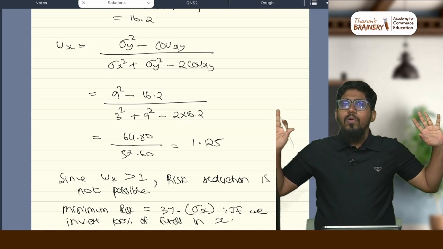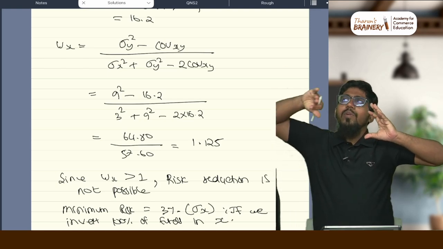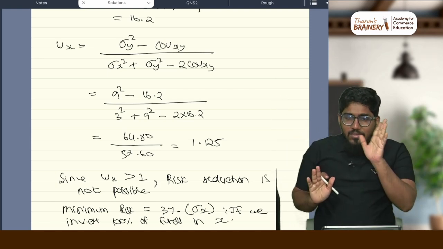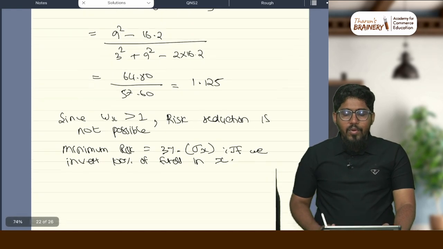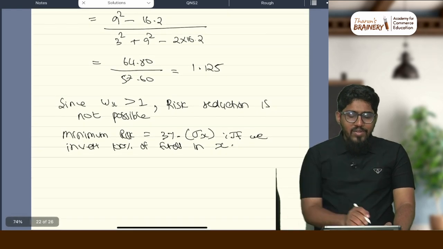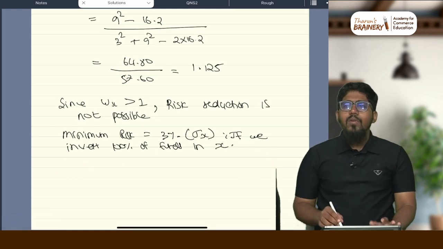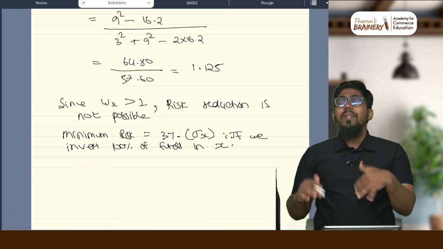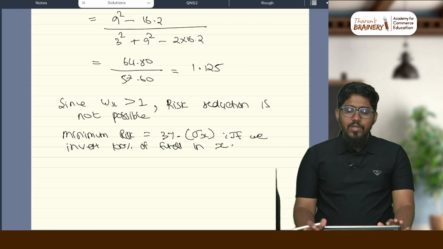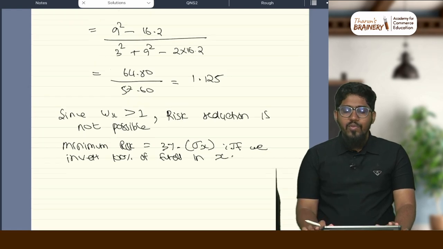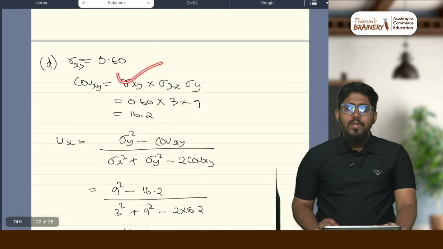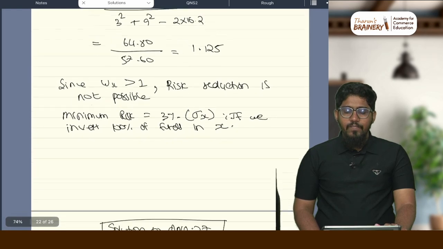Don't go for a portfolio. Even if you put 1 rupee in the portfolio, your risk will be more than 3. It's understanding. That is the reason you're getting 1.125. Clarity. So invest 100% in x. There is no portfolio possible. If you put in a portfolio, your risk will be more than the individual risk, so it is not advisable. Why, sir? Because they are positively correlated. Risk is increasing.